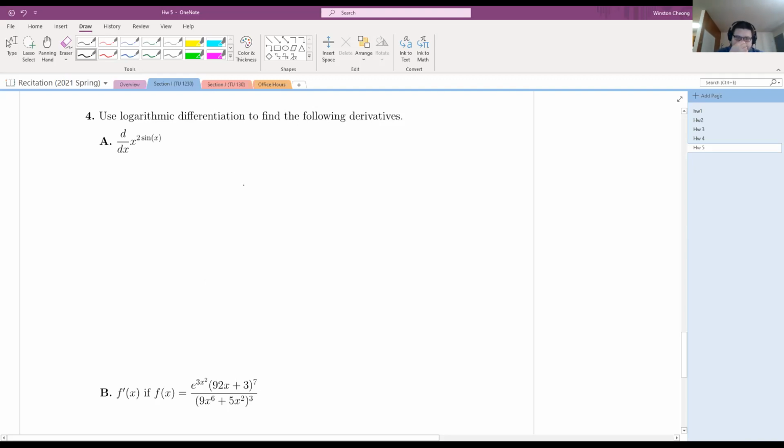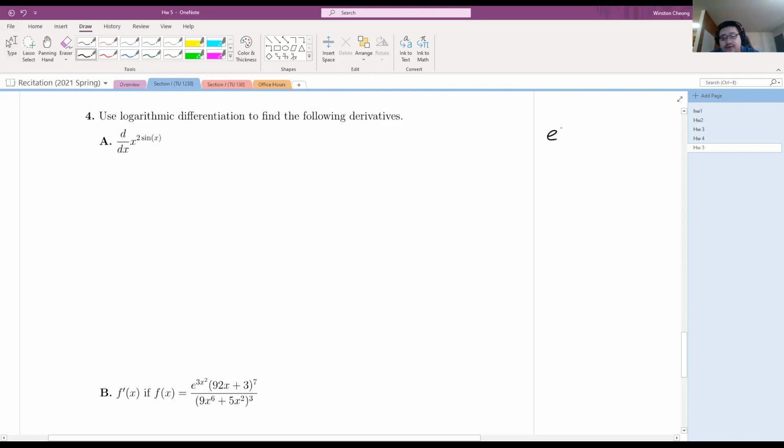But overall, there are two ways that you can realize that you should use logarithmic differentiation, not just because you're told to, but two ways that it can happen in practice. And these two functions are the two different cases. The first case is where you have the variable that is changing, in this case x, in both the base and the exponent.